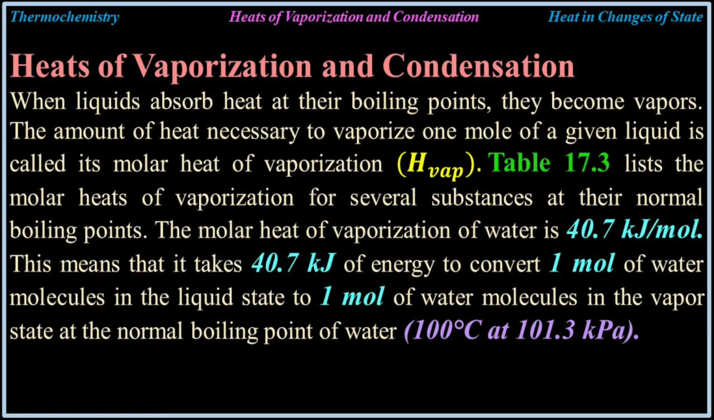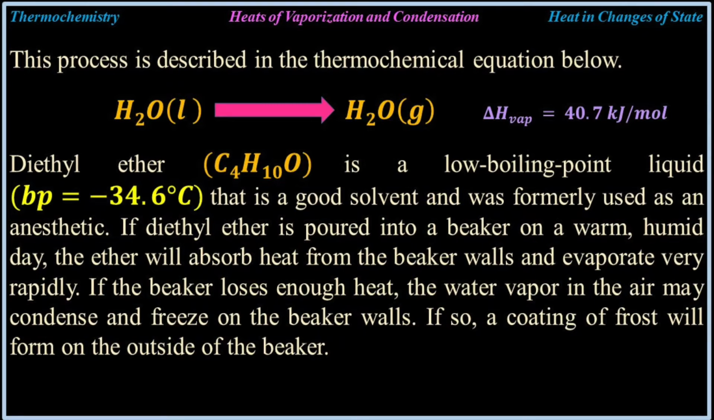The molar heat of vaporization of water is 40.7 kilojoules per mole. This means that it takes 40.7 kilojoules of energy to convert 1 mole of water molecules in the liquid state to 1 mole of water molecules in the vapor state at the normal boiling point of water. That's 100 degrees Celsius at 1 atmosphere, or 101.3 kilopascals. This process is described in the thermochemical equation below.